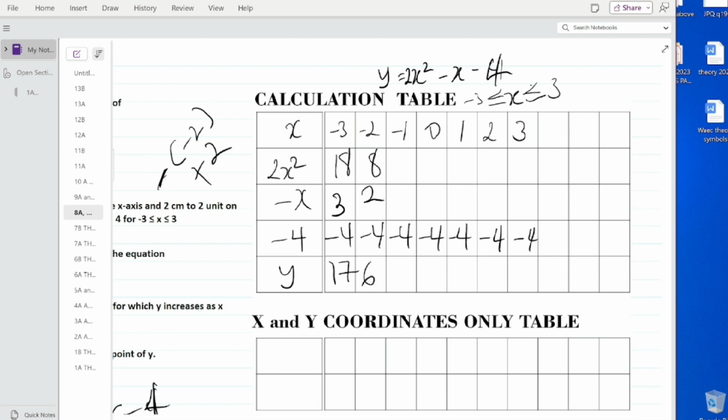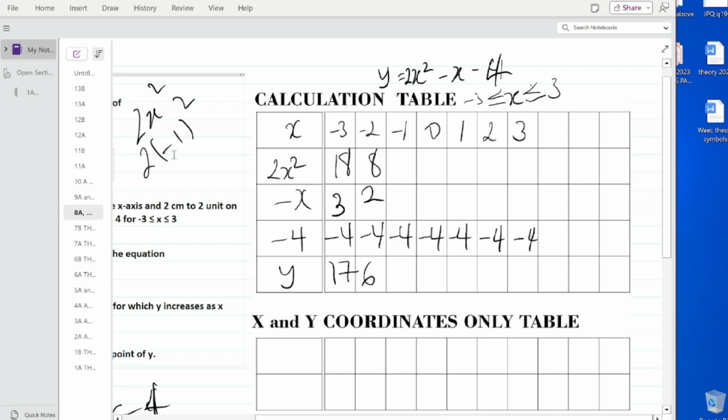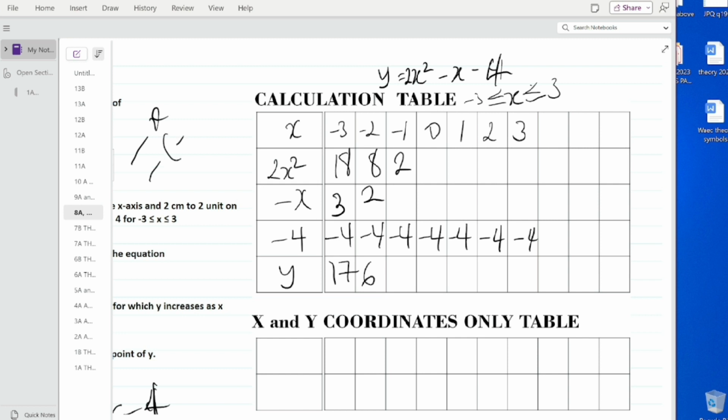And the next we have is minus 1. You have 2x squared, then you have minus 1 squared. Minus 1 times minus 1 is plus 1. Plus 1 times 2 will give you 2. We have our value for minus x, when x is minus 1. So minus minus 1 gives you plus 1. The value for this is 1.